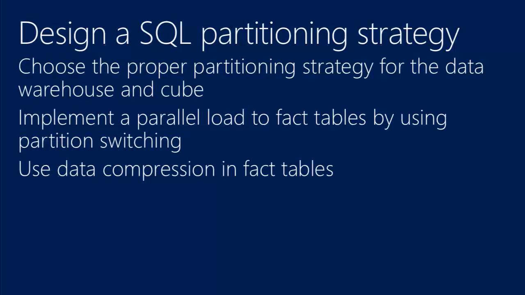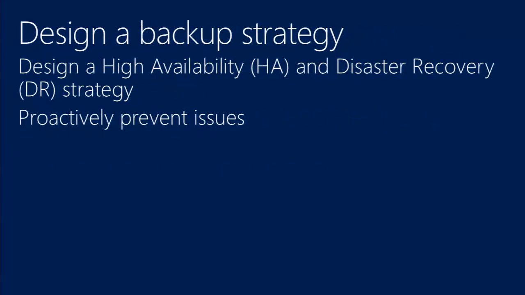All right, back to partitions. So choose the proper partition strategy for the data warehouse and the cube. Remote, local, implement parallel load to fact tables by using partition switch when you have the partitions stored in distinct storage places, and use data compression in fact tables. What's the backdrop of data compression in fact tables? Performance downgrade, and you maximize storage. Is that right? So that's the balance I mentioned before. You really have to look at the question to make a decision on which way to go.